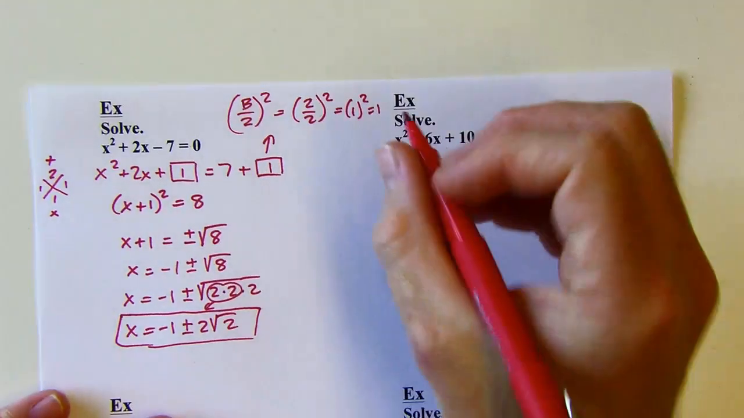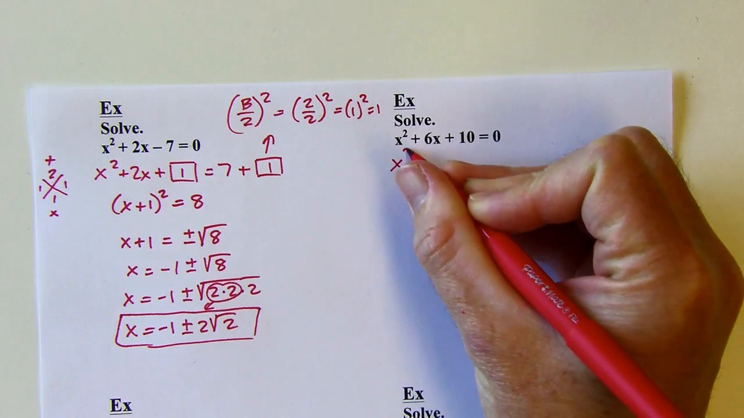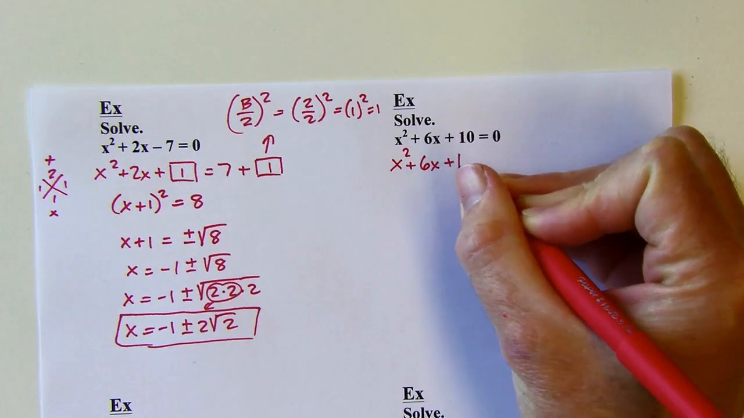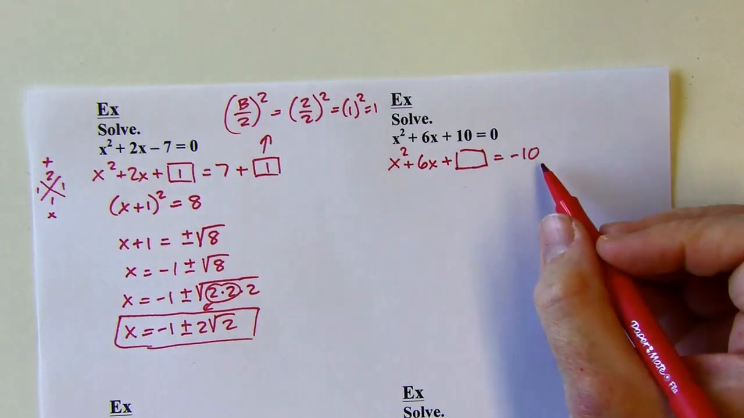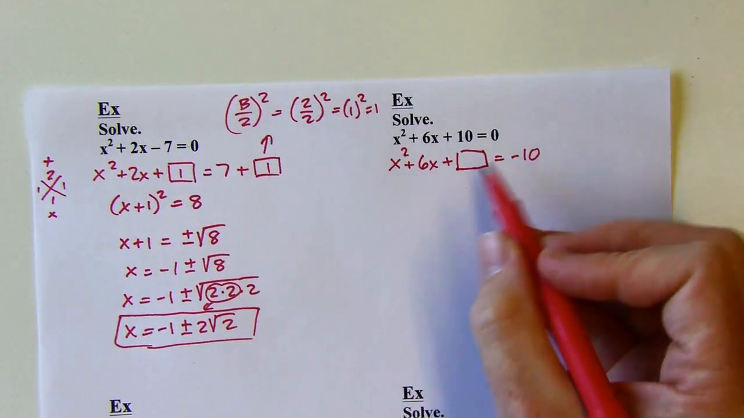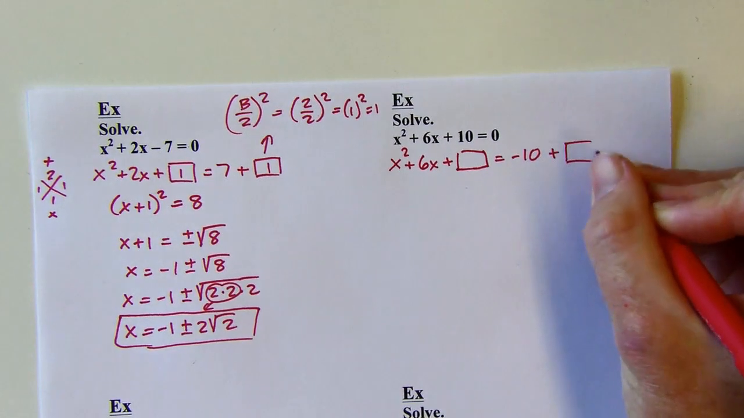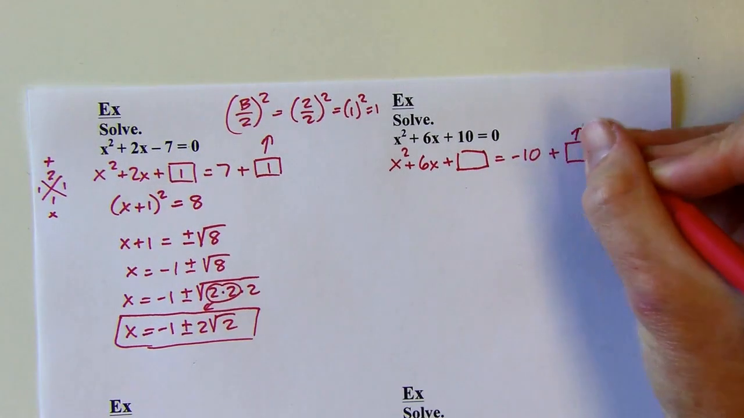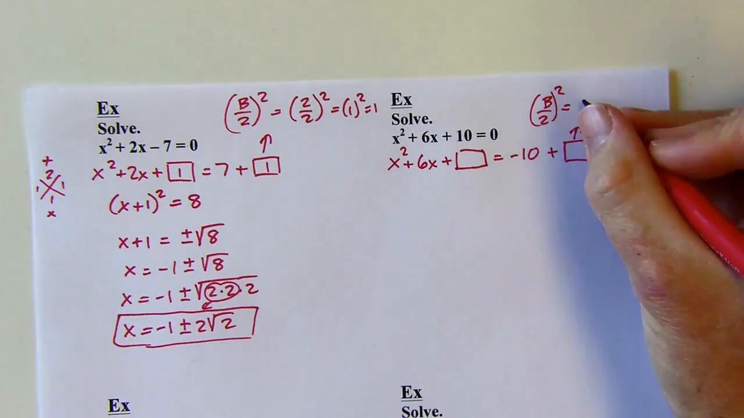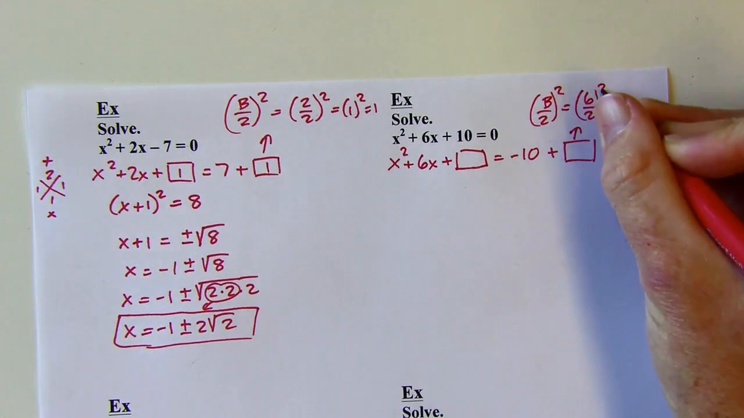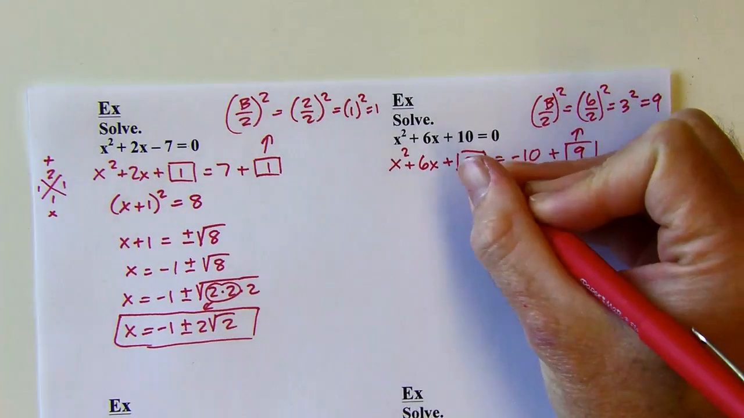Okay, so let's try another here. I'm going to move the 10 over to the other side to make space for the mystery number. So I'm subtracting 10 from both sides there, right? That's another thing I see, people just move the 10 over and not change its sign. So make sure you don't do that. So b over 2 squared. B here is 6. So mystery number is 9.